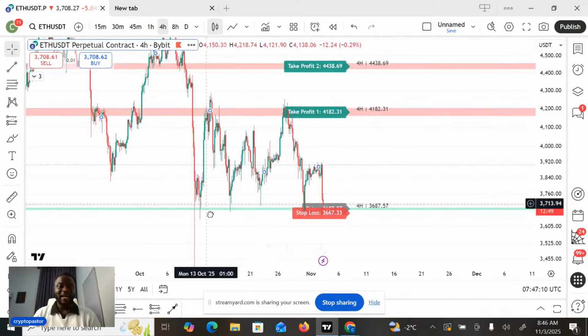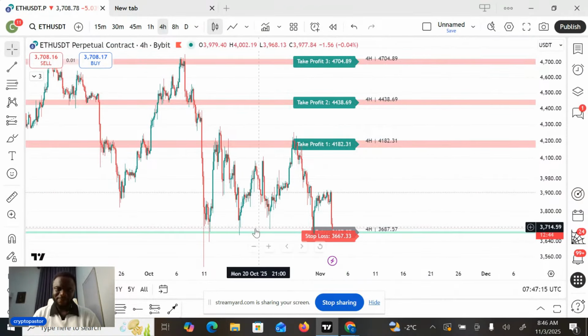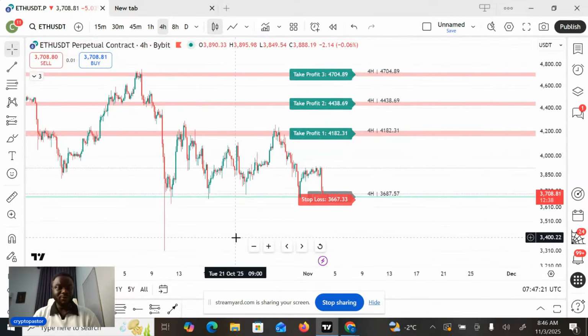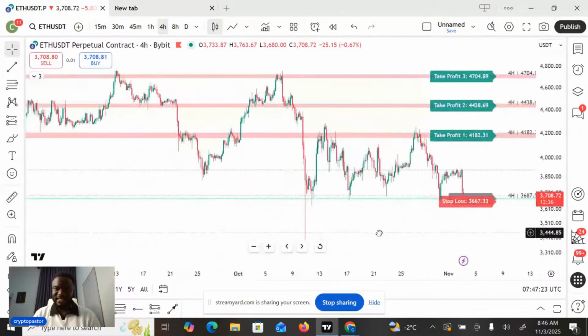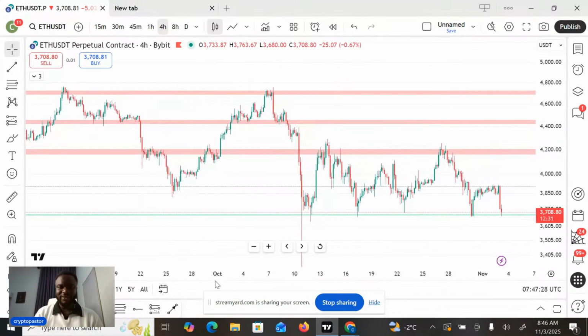You can see it's not even something you need to think about. I've been sharing these charts for the past few weeks, saying the market will come down. Look at it. So let me now show you an example of the structure that we just learned. Let's leave this entry now. Look at this structure. Let me identify the structure now.